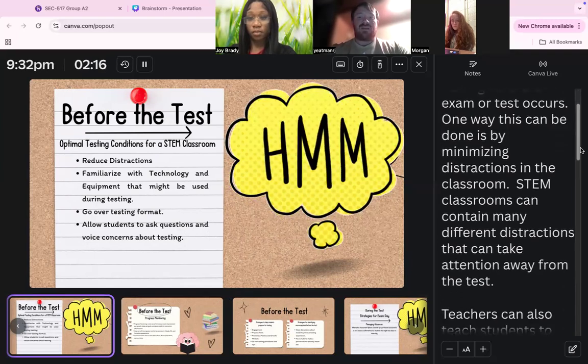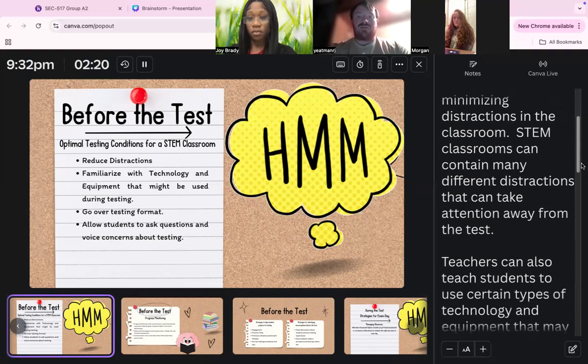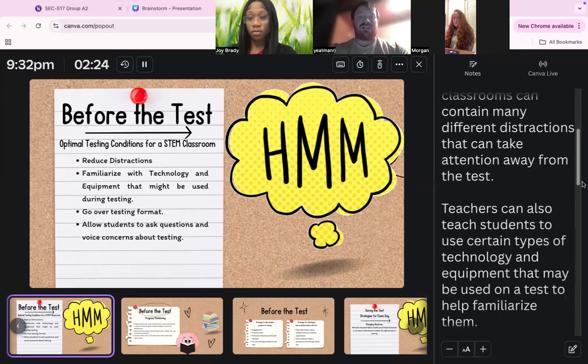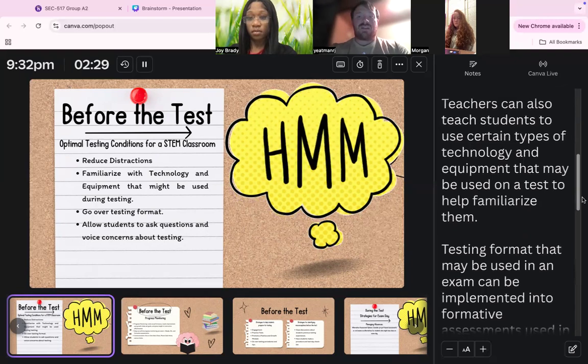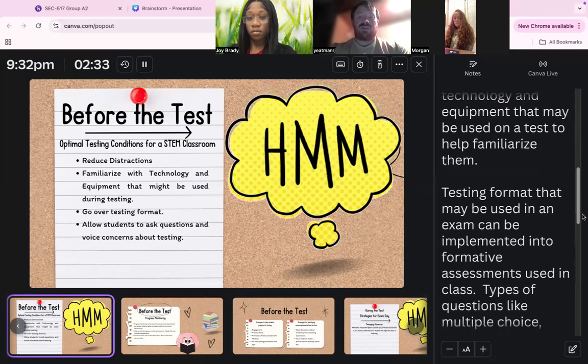One way this can be done is by minimizing distractions in the classroom. STEM classrooms can contain many different distractions that can take attention away from the test. Teachers can also teach students to use certain types of technology and equipment that may be used on a test to help familiarize themselves with it.